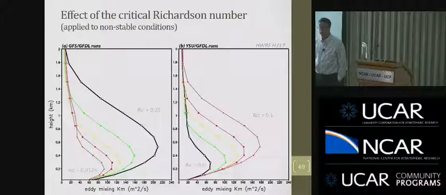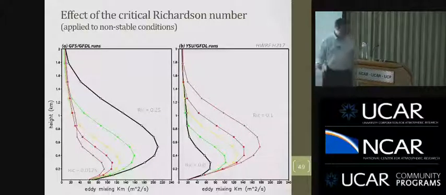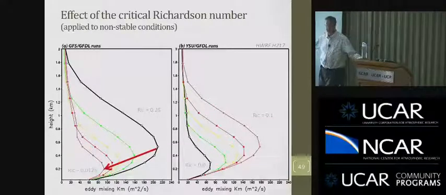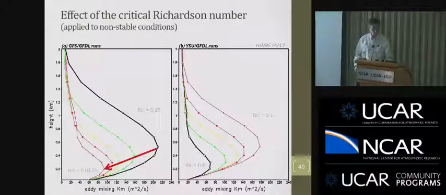This is the operational model, and these are eddy mixing profiles averaged over an annulus. I am decreasing the critical Richardson number that's used from the default and making it smaller, more like what is used in the YSU scheme. And what we see here is eddy mixing profiles as I decrease the critical Richardson number: the mixing becomes smaller in magnitude and shifts down closer to the sea surface, because everything scales with H, and H depends on the critical Richardson number.